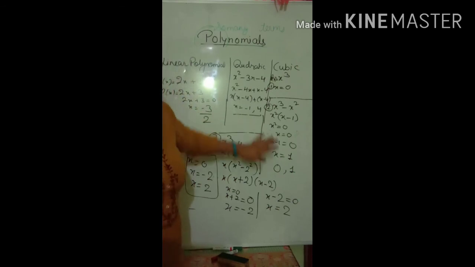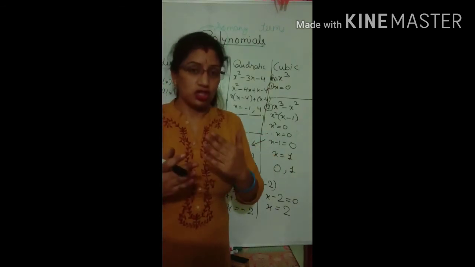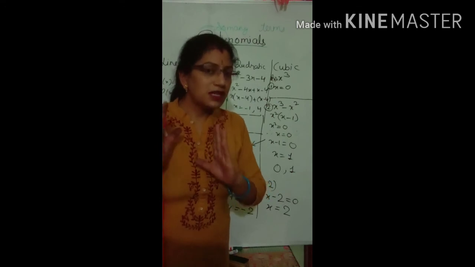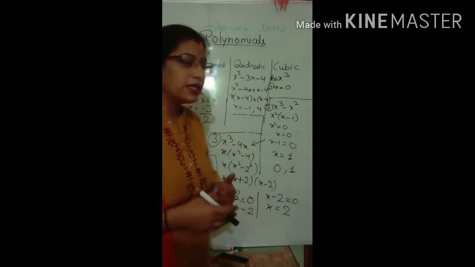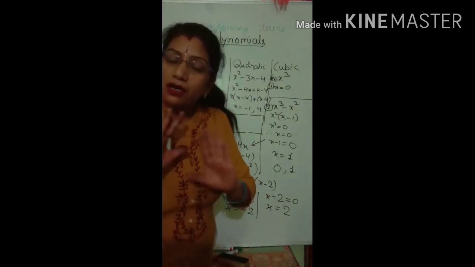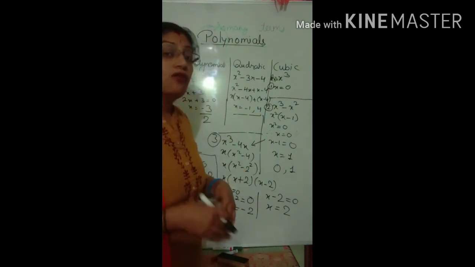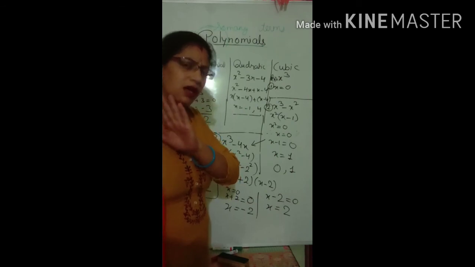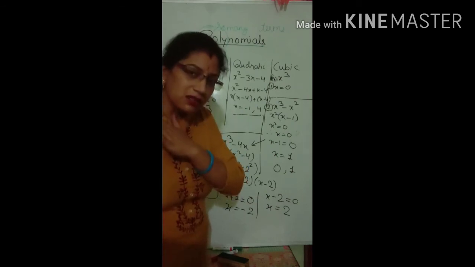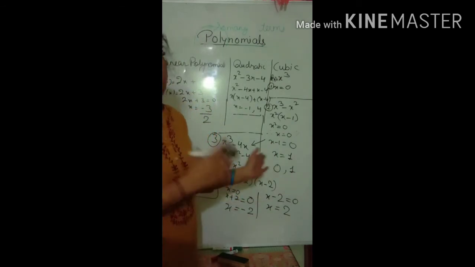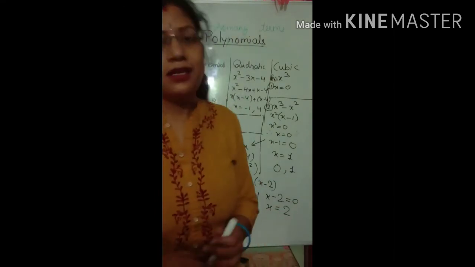How to find the zeros by calculation. In the next video, we will see how to find the zeros by drawing a graph, by the graphical method. This is by calculation. Now the graphical method is different. So the question will come by the graphical method. Okay, for today this is enough.